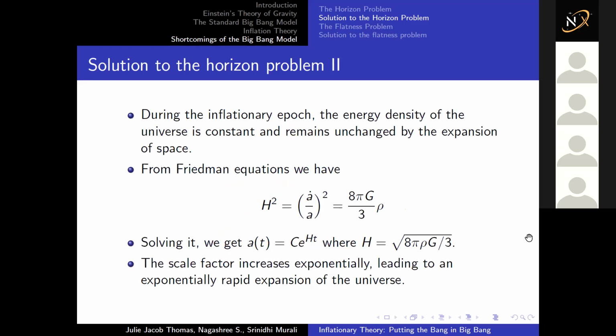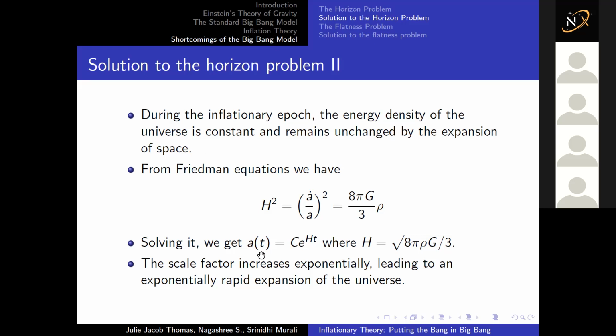So these are again explaining it in the mathematical form. During the period of inflation, called the inflationary epoch, the energy density of the universe was constant, and it remained unchanged by the expansion of space. As I said, during that expansion period, the thermal equilibrium is not disturbed, and the energy density is constant.